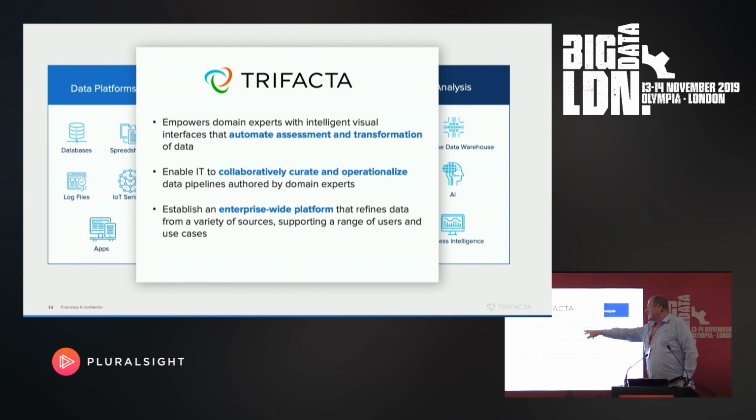When the user starts interacting, we're using machine learning algorithms to actually push and suggest the transformations. If you're looking at a date, do you want to change the pattern? If you're looking at a URL, do you want to extract the domain? So we'll automatically suggest transformations that the business user may want to use.